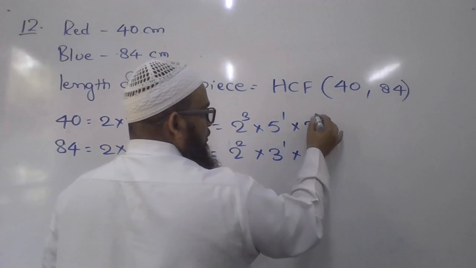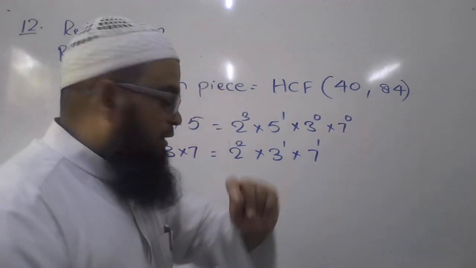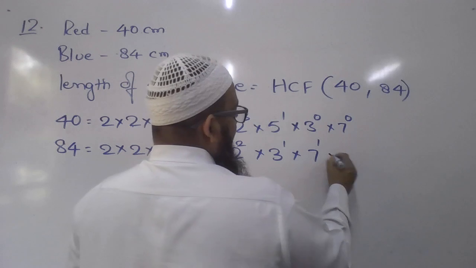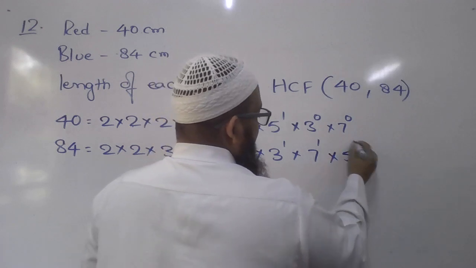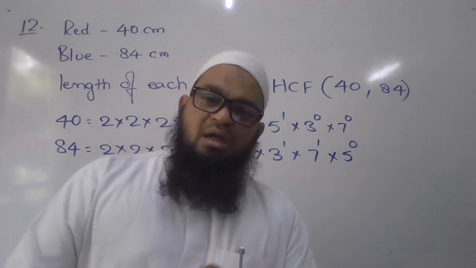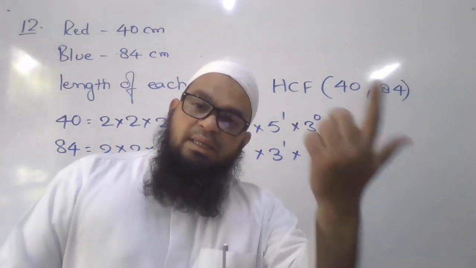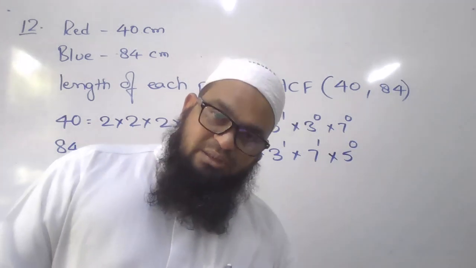So write 3 to the power of 0 into 7 to the power of 0, because 3 to the power of 0 is 1. So here you don't have 5, so let it be written as 5 to the power of 0. Now it's very simple how to find the highest common factor. You have to take the least power of the common factors, right?